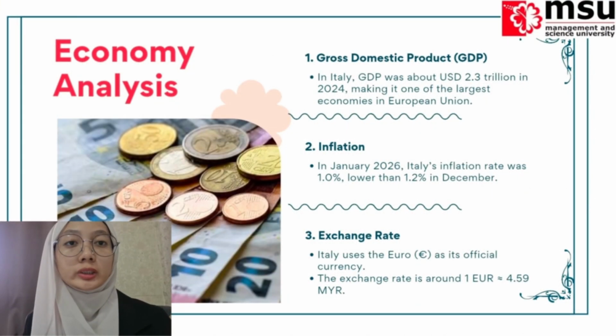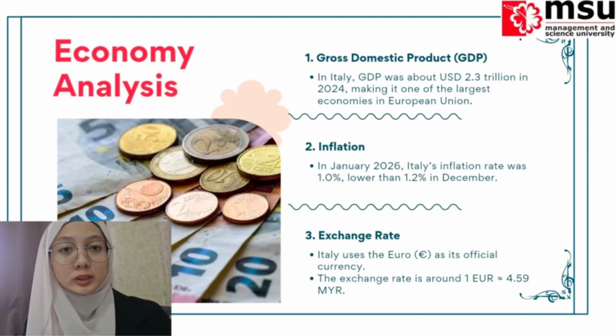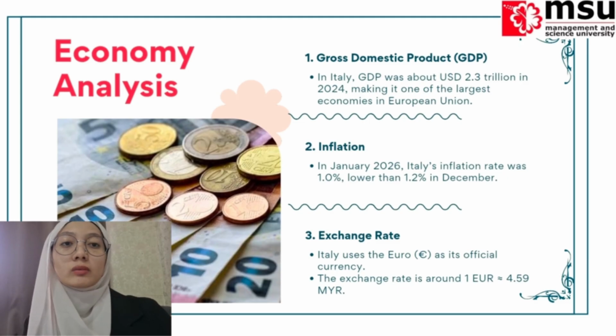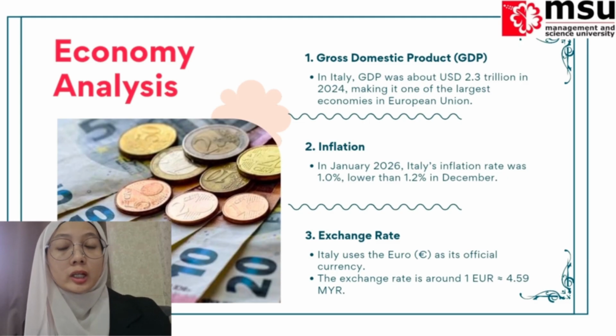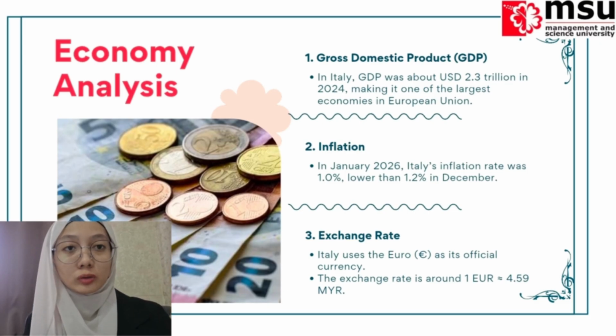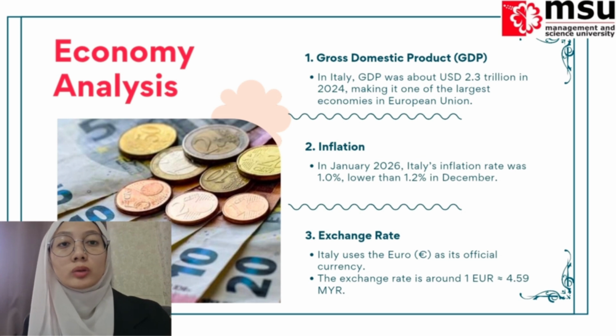The first one is GDP. Gross domestic product is the total value of goods and services produced in a country within a year or quarter. It shows the size and strength of a country's economy. In Italy, GDP was about USD 2.3 trillion in 2024, making it one of the largest economies in the European Union.